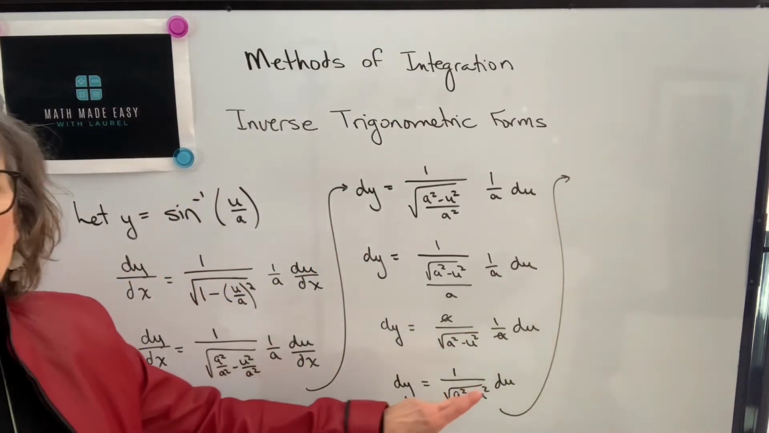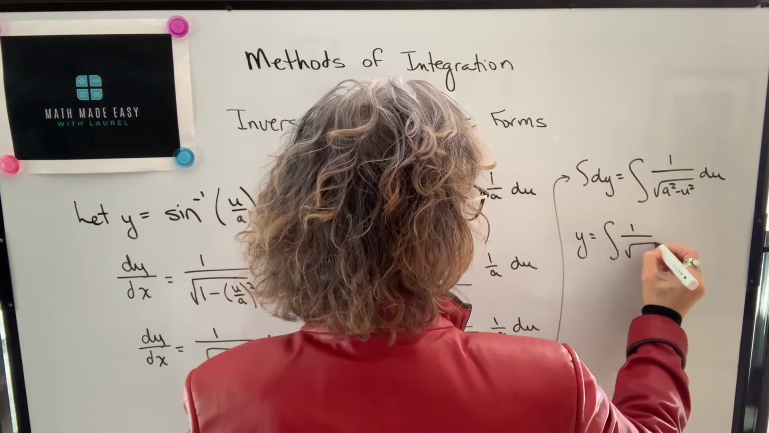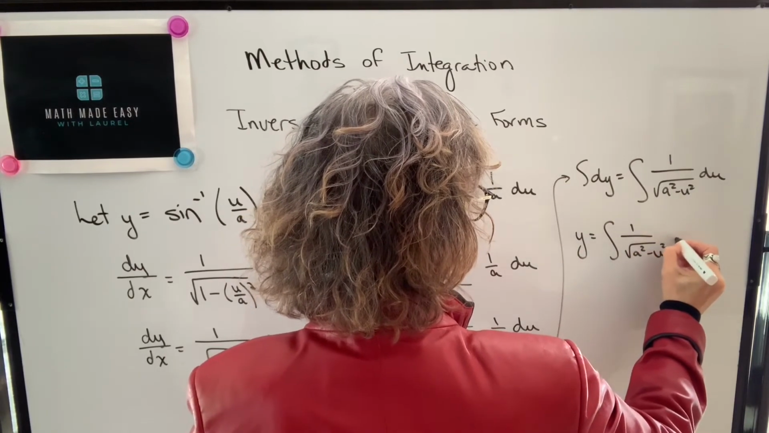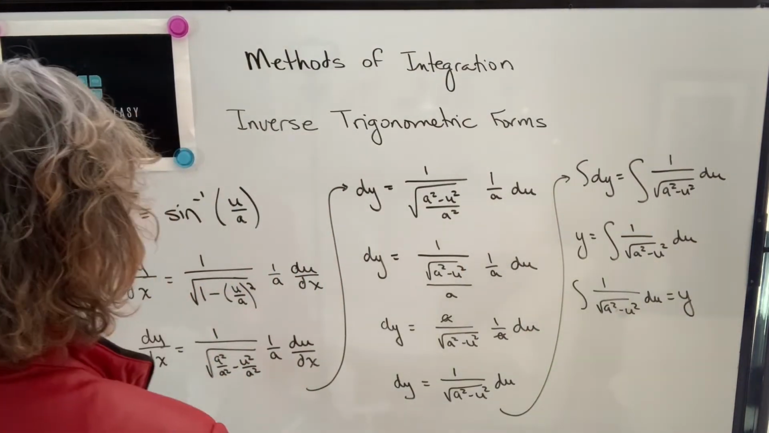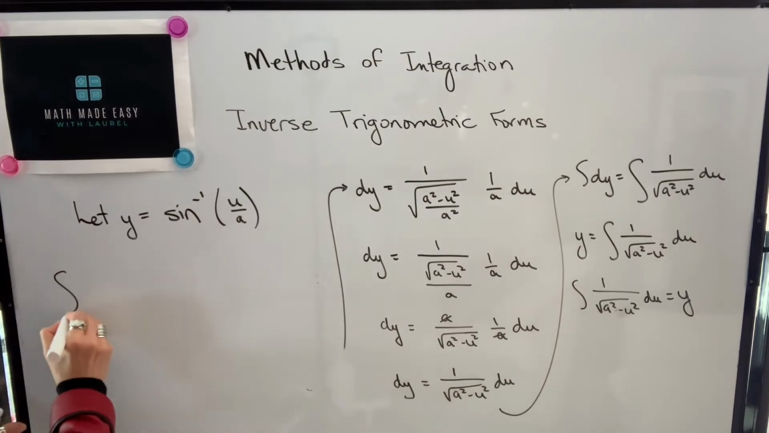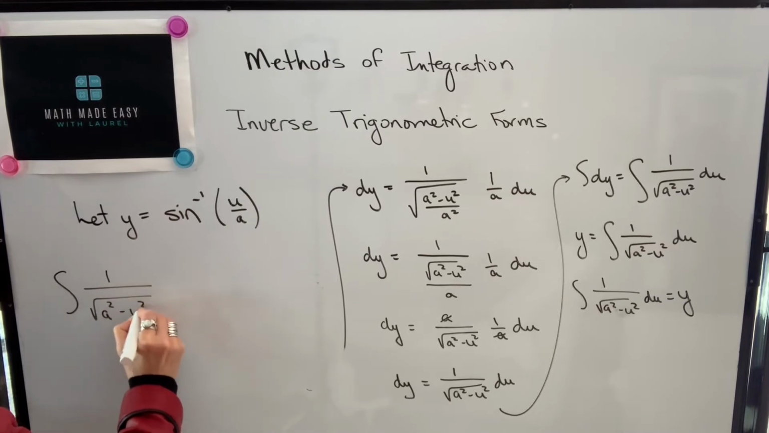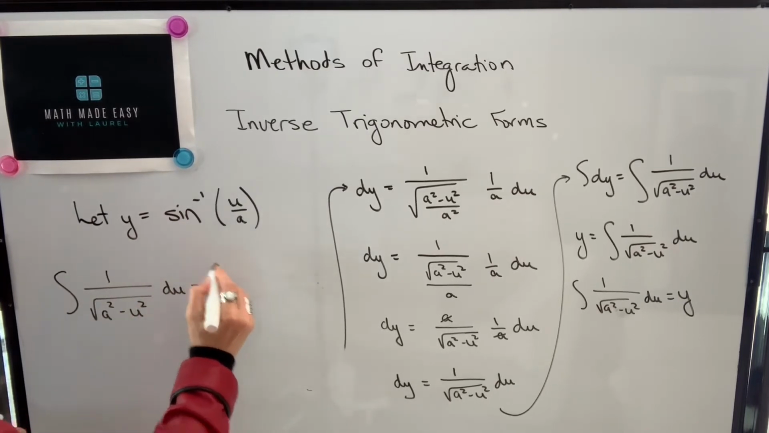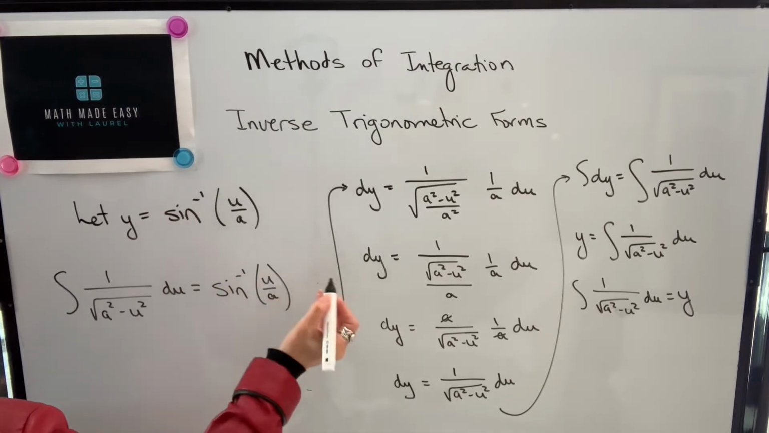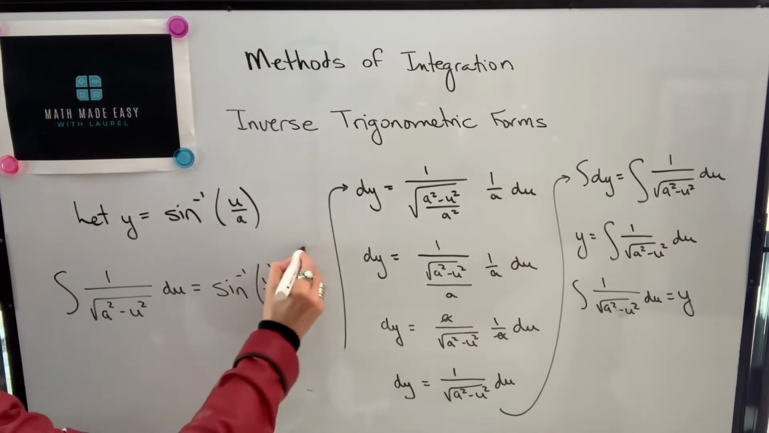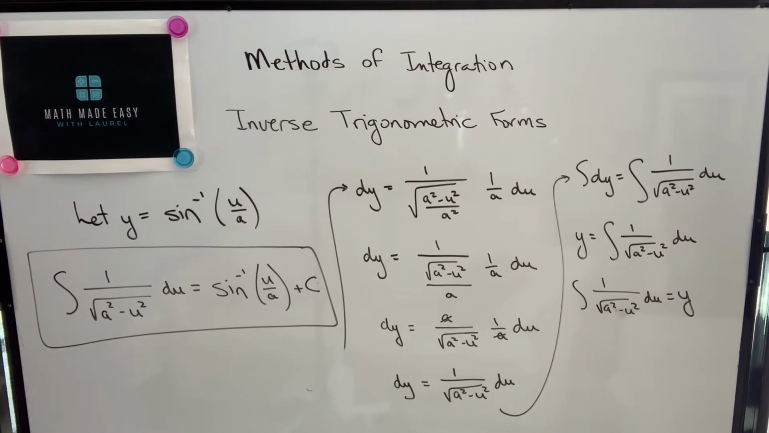Now I'm going to integrate both sides. So that will be y equals this integral. I'm going to reverse that. And I already know what y is equal to. So therefore, we can say that the integral of 1 over square root of a squared minus u squared du is equal to inverse sine of u over a. And remember, we could have a constant. That is one of our inverse trigonometric forms for integration.